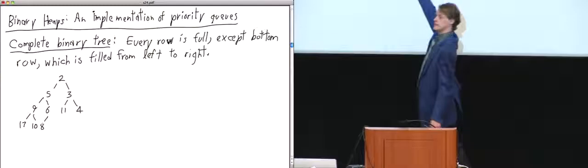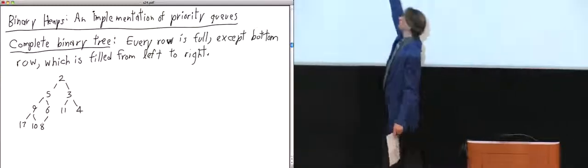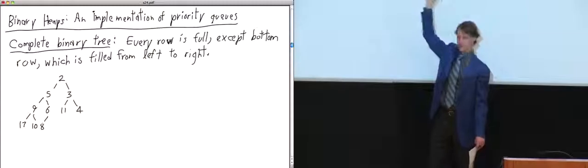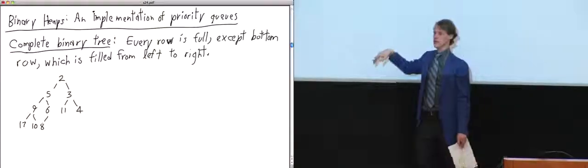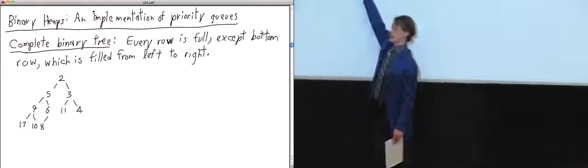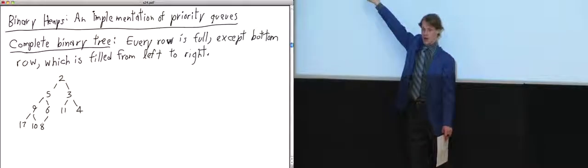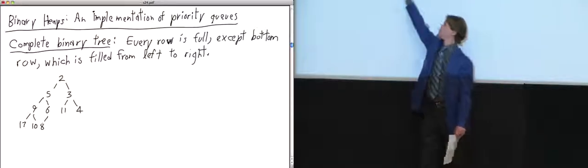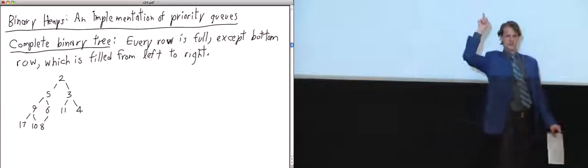So, the root at depth 0, that's a full row. Its children at depth 1, that's a full row. Its grandchildren at depth 2, that's a full row. Its great-grandchildren at depth 3, that's not a full row, but we always fill it in from the far left and move to the right as we have to.